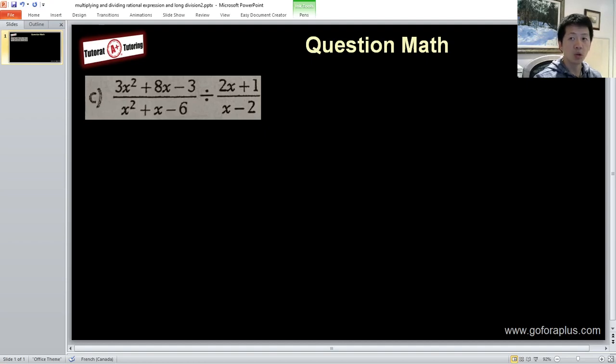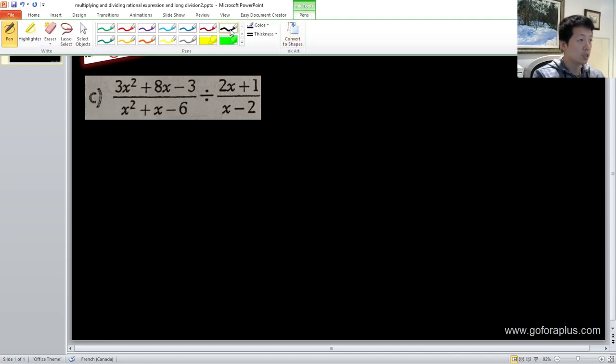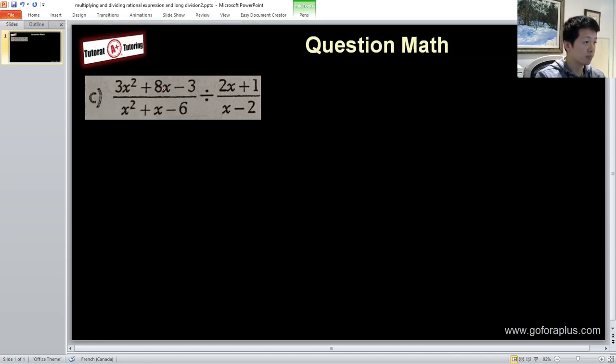Okay, so to answer this question, the first thing to do is to factorize, right? So every single part, all the numerator and the denominator, you have to try to figure out how to factorize them. So the first question is to see, let's say for the first one, 3x squared plus 8x minus 3, do you have a common factor? No, you don't. And then how many terms do you have? 3 of them. Then you have to think of product and sum.